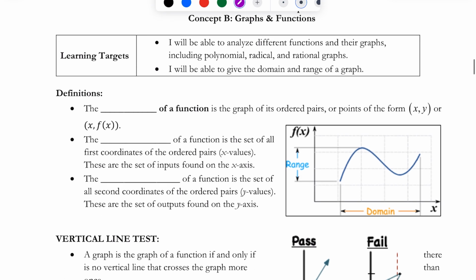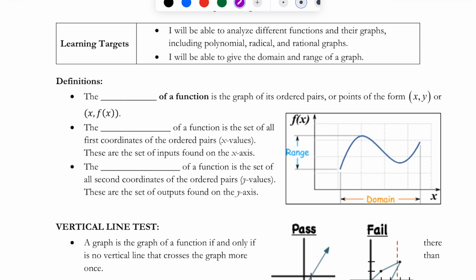Let's talk definitions here though first. If we think back, we have really talked about these before, but in this case, for a function, instead of just being a set of ordered pairs, we are primarily going to be looking at the graph of a function. But the graph is going to be of the ordered pairs or the points of the form x comma y, or if you remember using function notation, x comma f of x.